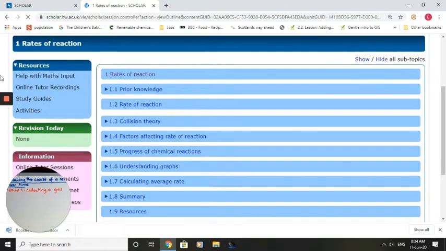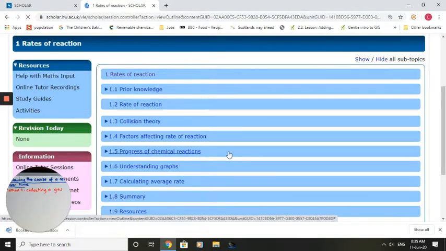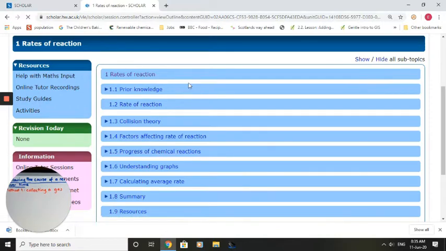Okay, and once you get to rates of reaction, you'll see that there's a few little sections within the rates of reaction topic. I'm just going to go straight to the bit on progressive chemical reactions because that's what I'm wanting to teach you today. But you should recognise a lot of this other stuff. So when you get your Scholar login, you can go in and test yourself on all the rest of this. It's really good for revision and consolidation.